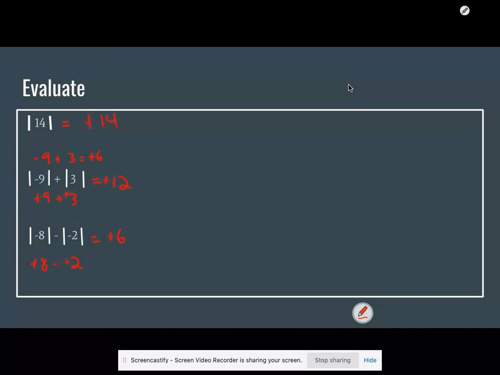So today you're going to be evaluating some absolute value. And I did throw a few things in there that we didn't talk about here. So hopefully you pick up on them and you recognize that for your assignment.